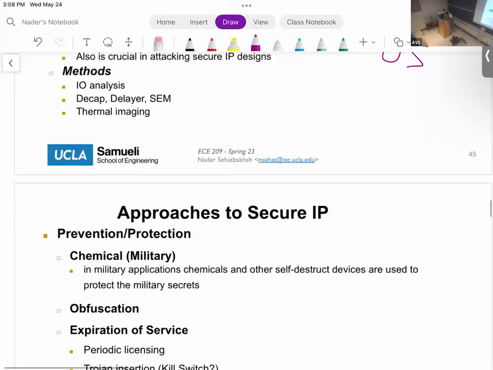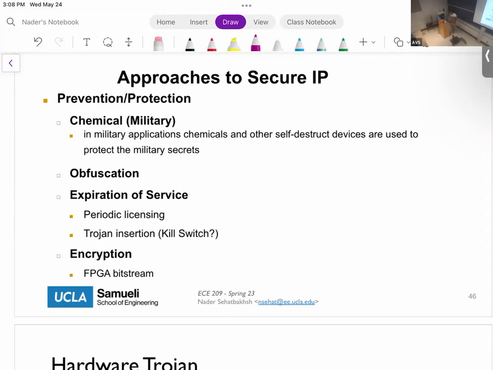So how do we actually protect these systems? We do different things. Prevention or protection is usually done by putting in some ways such that this design cannot be overproduced. Chemicals, or the whole manufacturing process, could be very useful in this case. Obfuscation, and hardware obfuscation in particular, is really helpful.